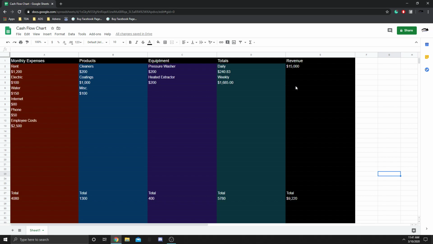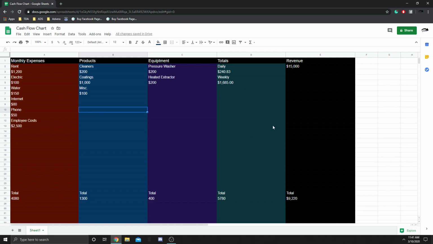Now, if you're making $15,000 a month, you're probably not only paying yourself $2,500. You're probably not only buying 200 in cleaners, but that's why I'm saying put your own numbers in here. I'm not trying to put my company's numbers in here or your company's numbers in here. I'm just showing you how you put your own numbers in here.